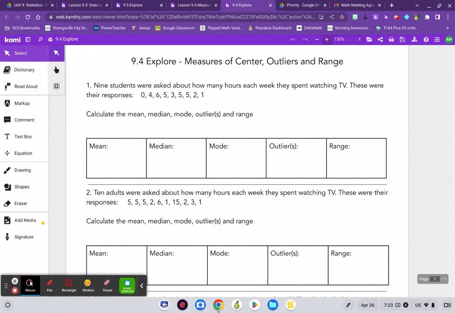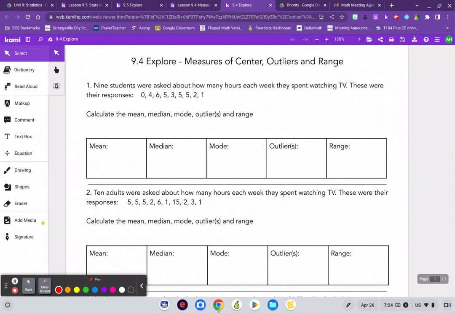It says 9 students were asked about how many hours each week they spent watching TV. These were their responses. So the 0, 4, 6, 5, 3, 5, 5, 2, and 1 relate to 9 different students saying how many hours they spent watching TV. So one student said 0 hours, one student said 4 hours, etc. Calculate the mean, median, mode, outliers, and range.